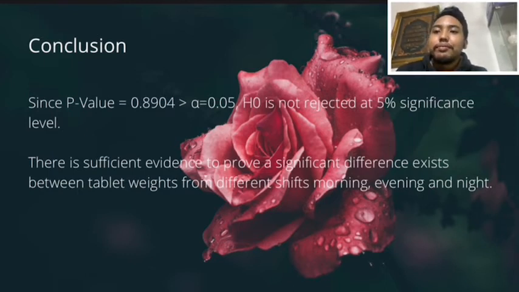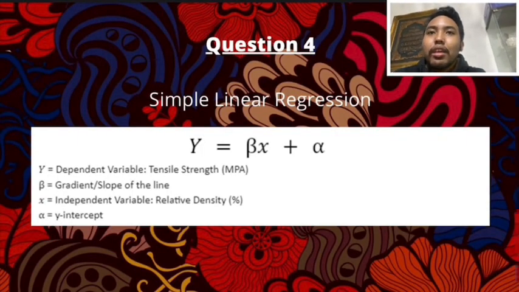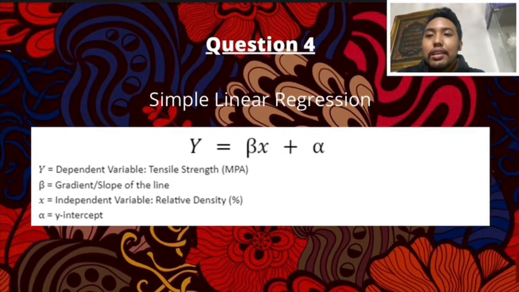Next, I will talk about question 4. As you can see in the slide, the simple linear regression formula is y equals to beta x plus alpha, which y is the dependent variable of tensile strength in this project. Beta is gradient or slope of the line. X is independent variable, which is now a relative density in percentage, and alpha is y-intercept.